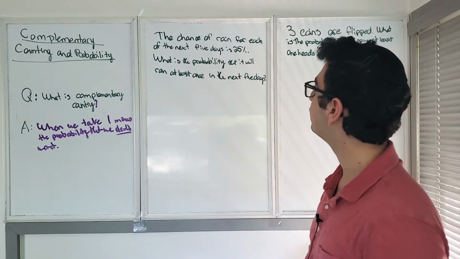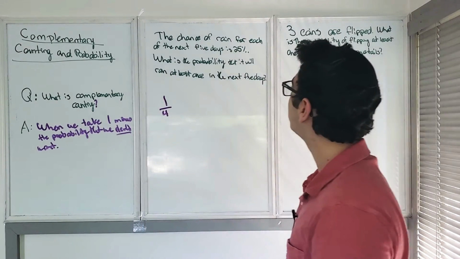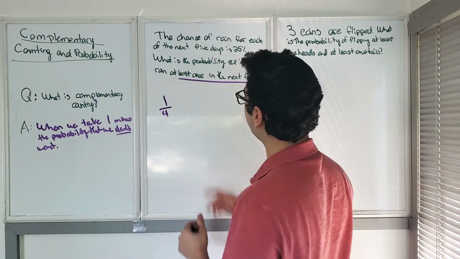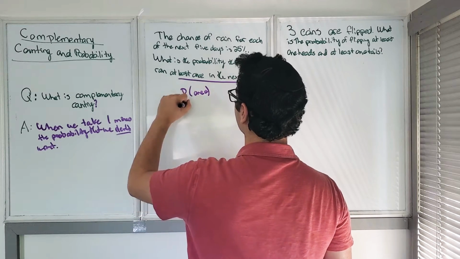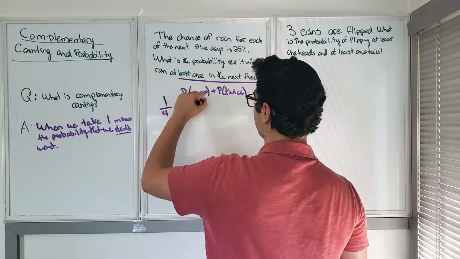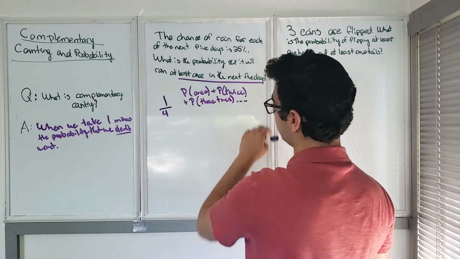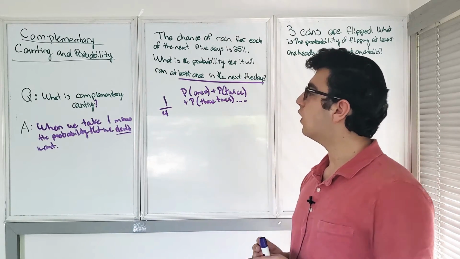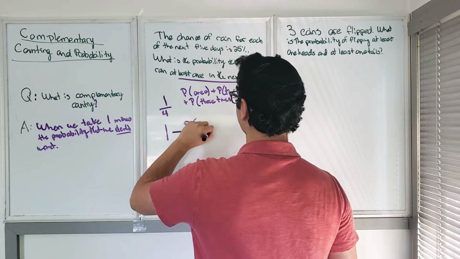The chance of rain for each of the next 5 days is 25%. Let's write that as 1/4. What is the probability that it will rain at least once in the next 5 days? We could do the probability that it will rain once in the next 5 days, plus the probability that it will rain twice, plus 3 times, plus 4 times, plus 5 times in 5 days. Or we could do 1 minus the probability that it won't rain.